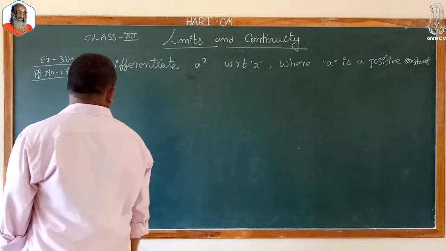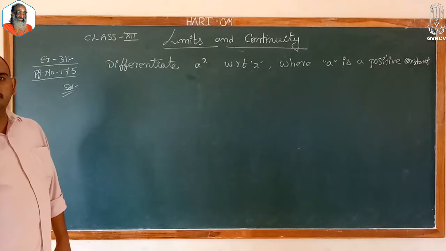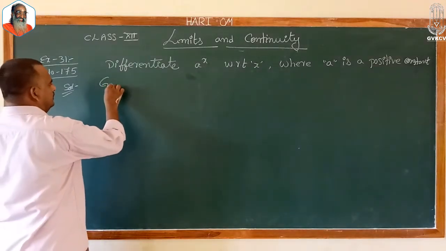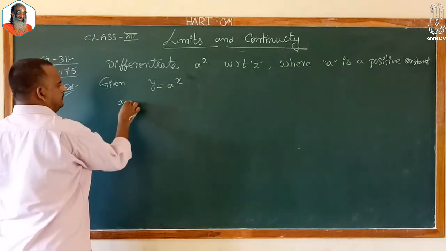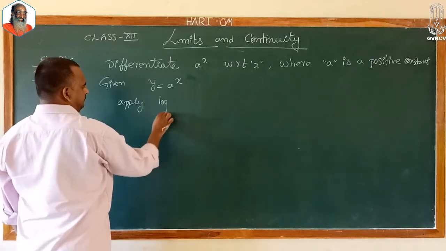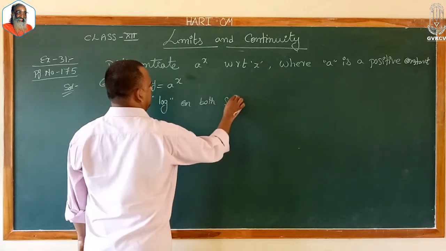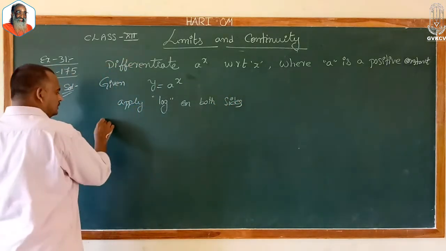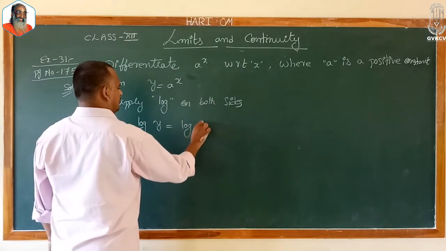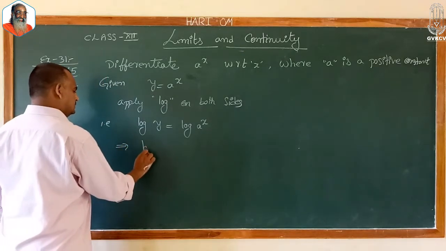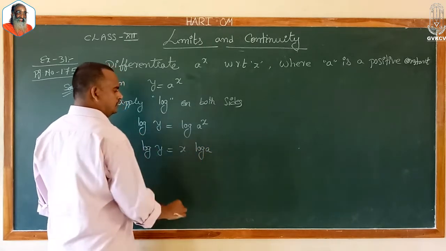Now let us see how to differentiate. Here also we are going with the method of logarithmic differentiation. Given y is equal to a power x, apply log on both sides. Logarithm we always write as the shortcut log. That is, log y is equal to log a power x. That implies log y is equal to x into log a.